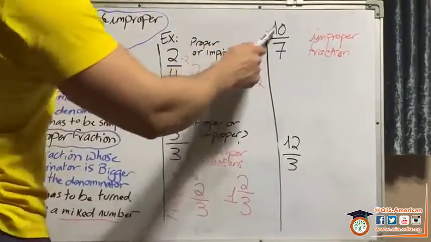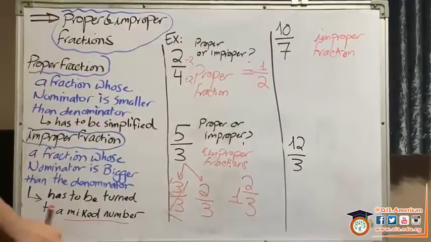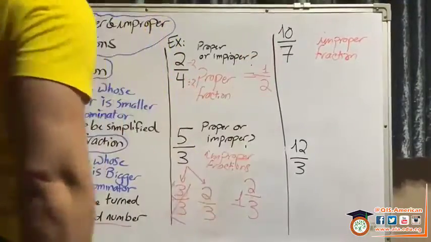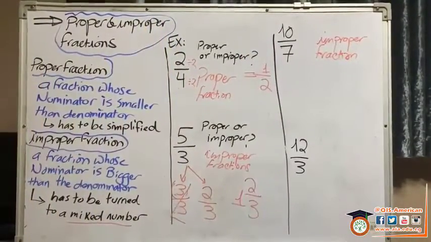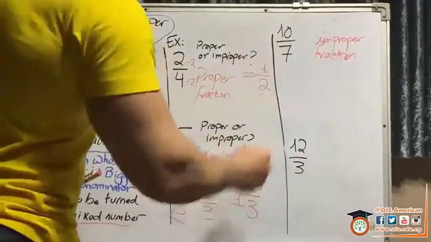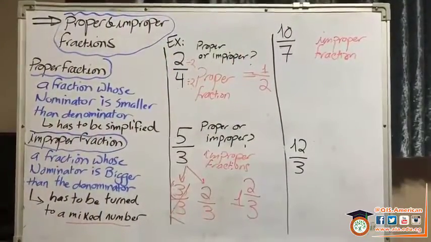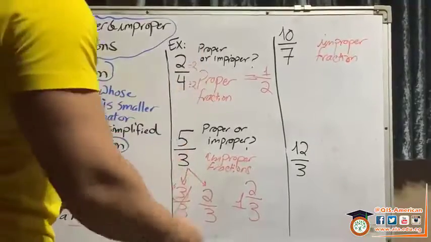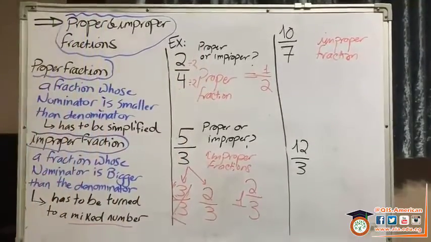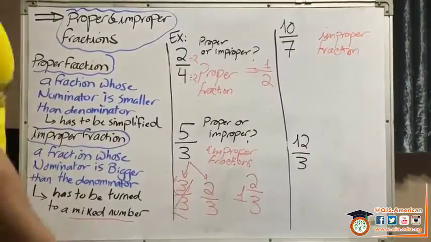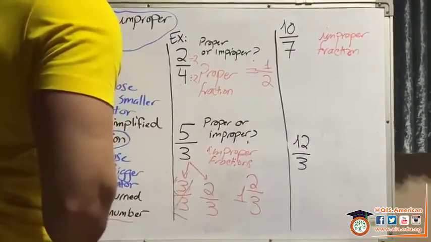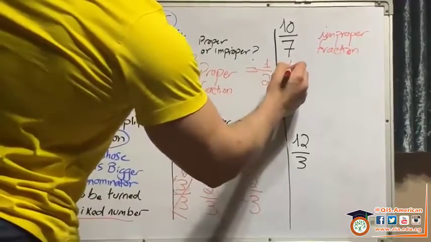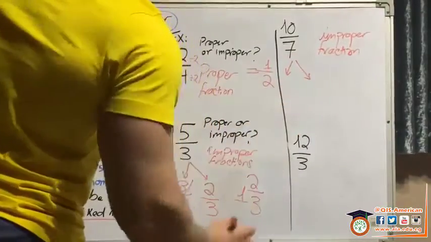Okay, we have 10 over 7. How do I turn this into a mixed number? I'm going to have to ask myself, is 10 divisible by 7? No, it's not. Let's take 1 out of 10. Now we have a 9. Is 9 divisible by 7? No, it's not. Let's take another one out. We're going to have 8 over 7. Is 8 divisible by 7? No, it's not. We're going to take another one. Is 7 divisible by 7? Yes, it is. So I'm going to split this fraction into 2 parts.